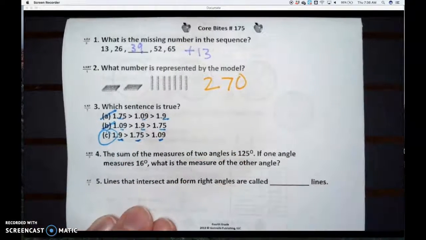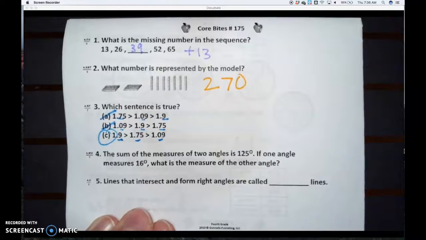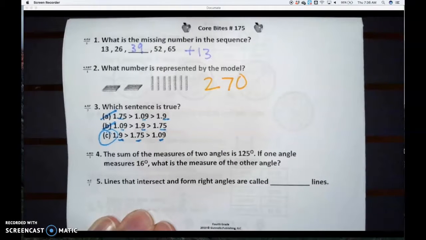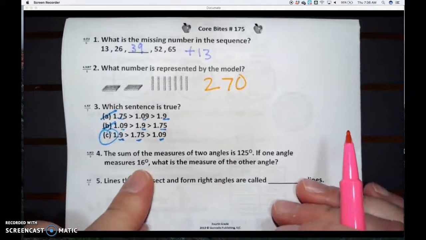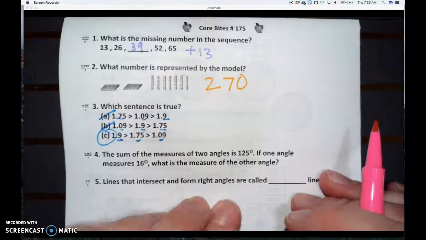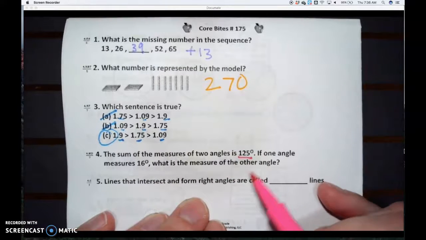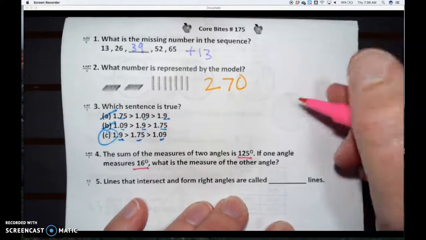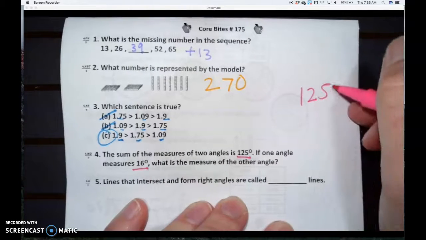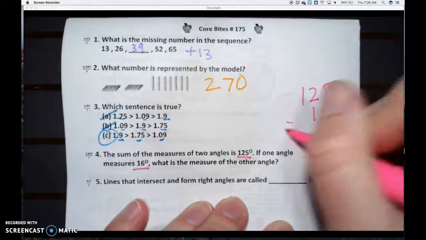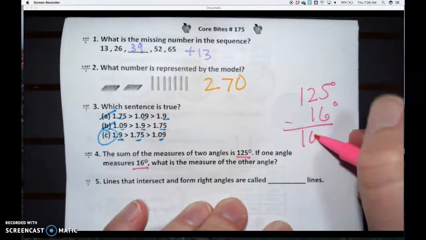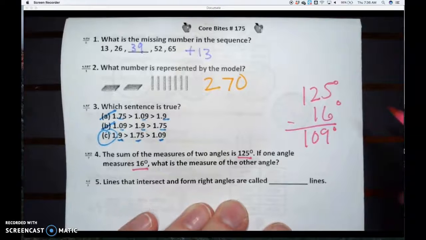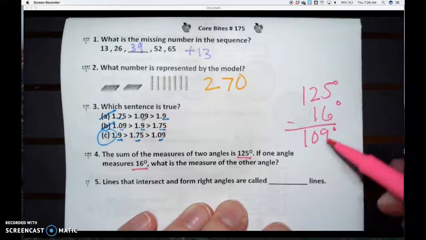And then for number 4, it says the sum of the measures of two angles is 125 degrees. If one angle measures 16 degrees, what is the measure of the other angle? So you know that 125 is the total, two angles together, and then one of them measures 16. So if you subtract 125 degrees minus 16 degrees, if you work that out, you will get 109 degrees. Okay? So that is your answer, because 109 degrees plus a 16-degree angle would give you your total.